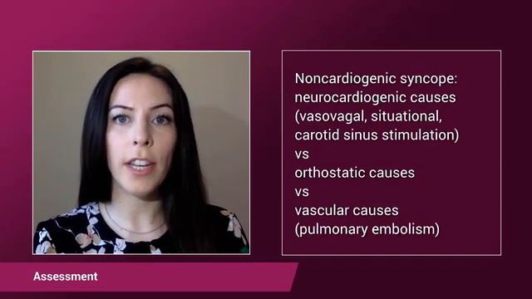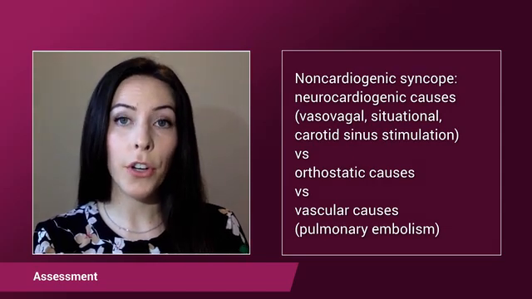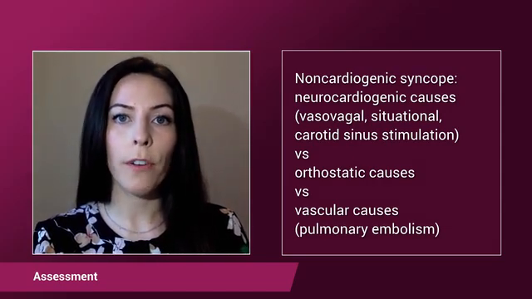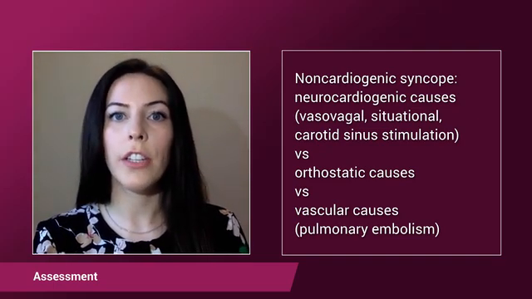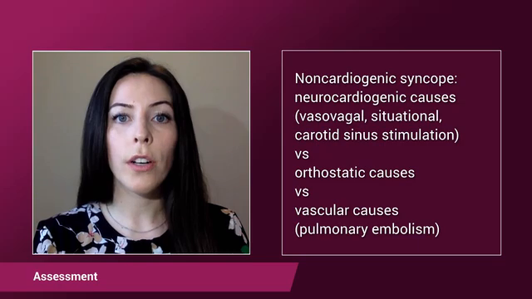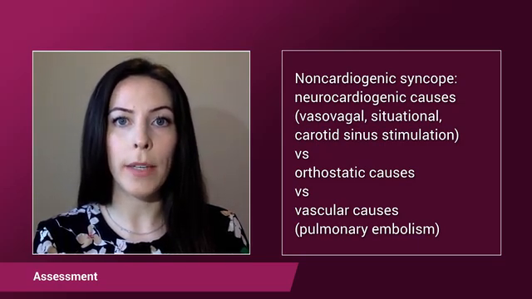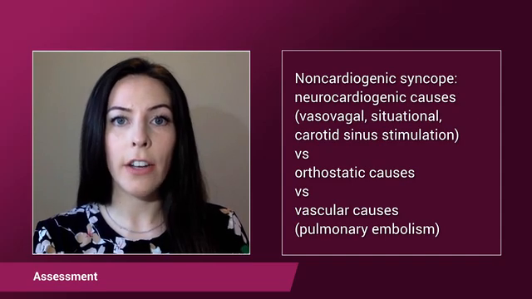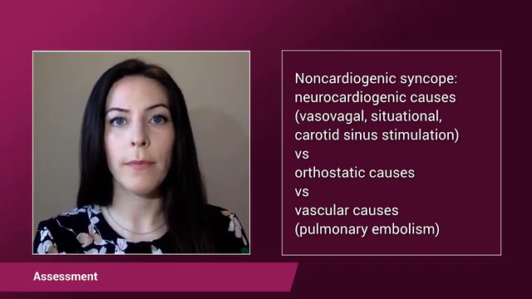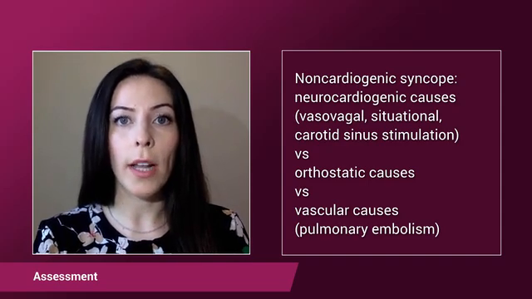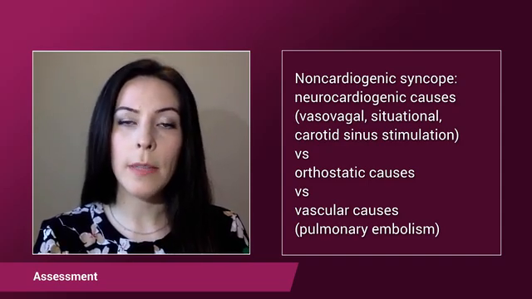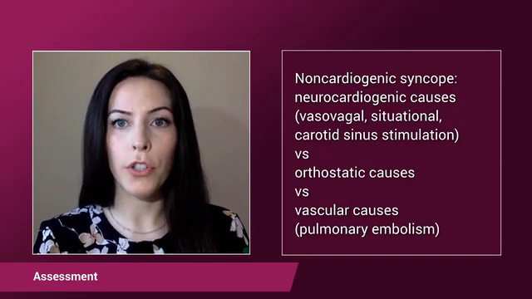Non-cardiac or non-cardiogenic syncope can be divided into neurocardiogenic, orthostatic, or vascular etiologies. Neurocardiogenic causes of syncope include vasovagal, situational, such as during urination or defecation, or carotid sinus stimulation related syncope. To further delineate these etiologies, a careful history is very important. For example, vasovagal syncope tends to have a prodrome, has a quick recovery, and no neurologic sequelae. It may be associated with crowded spaces, prolonged standing, or emotional stress.